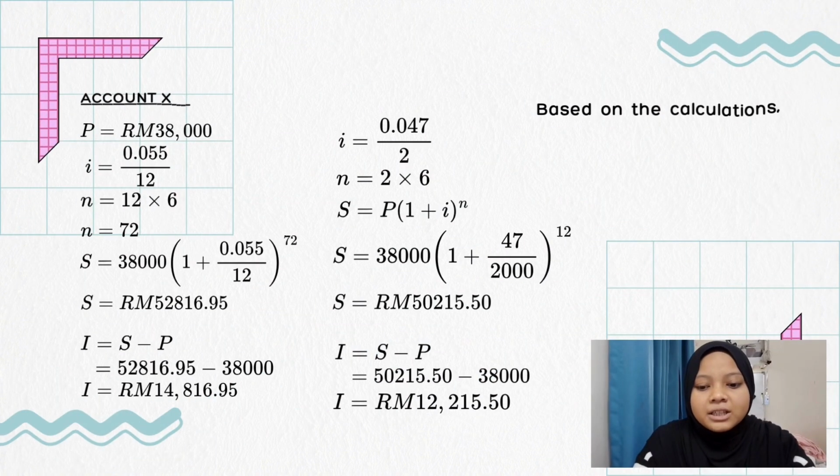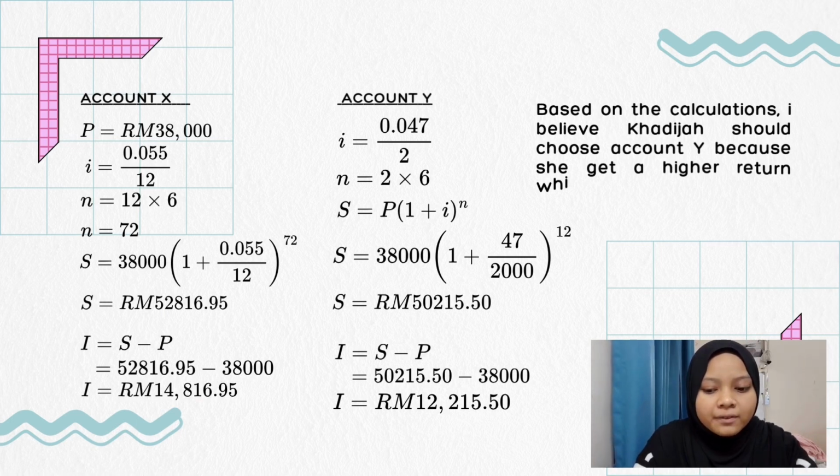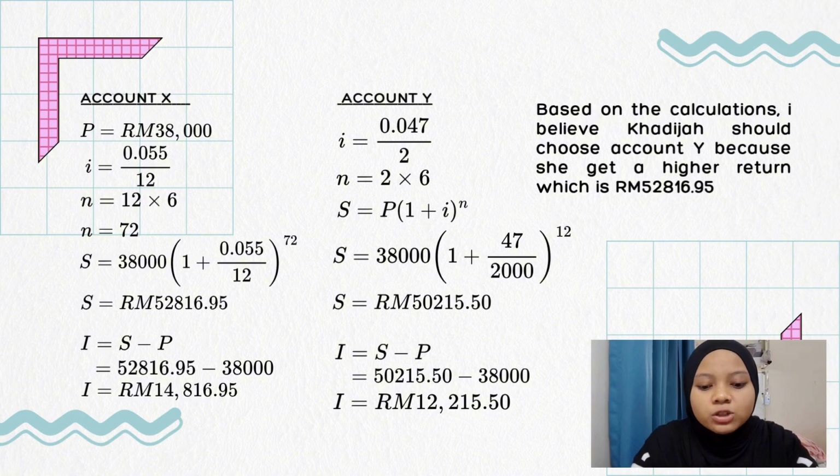Account X. P is 38,000 ringgit. I is 0.055 over 12. N is 12 multiplied with 6 equal to 72. We use formula X equal to P multiplied with 1 plus I power N. X equal to 38,000 multiplied with 1 plus 0.055 over 12 power 72. S equal to 52,816 ringgit 95 cents. For interest, we use formula I equals to S minus P.